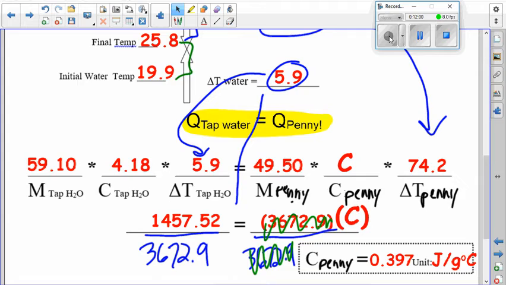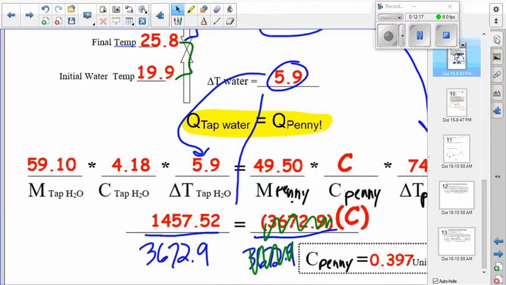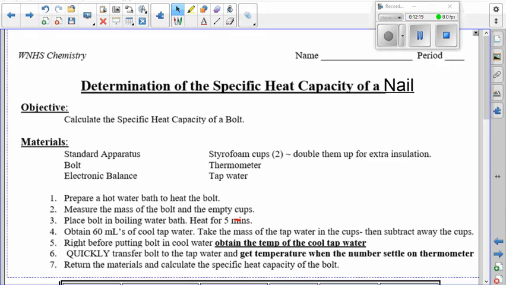We got those. So on the back of this, if you flip this over, there's another lab that somebody did where they boiled the nail. So they did the exact same lab. You know, put the nail in boiling water for 5 minutes, get the temperature before, temperature after, all that good stuff. So I want you guys to see if you can do that problem on your own. So I'm going to give you guys several minutes. We will talk about it.